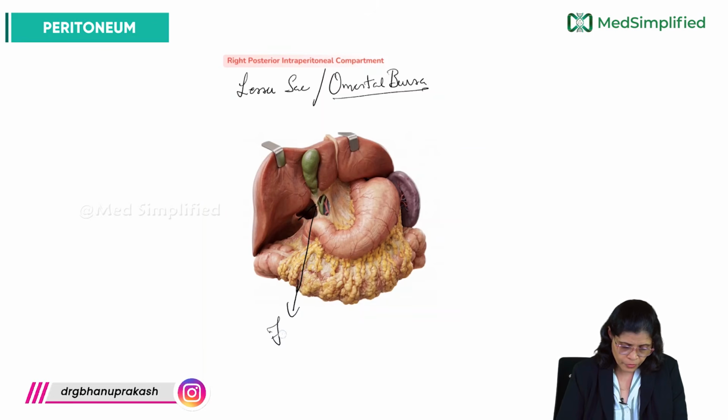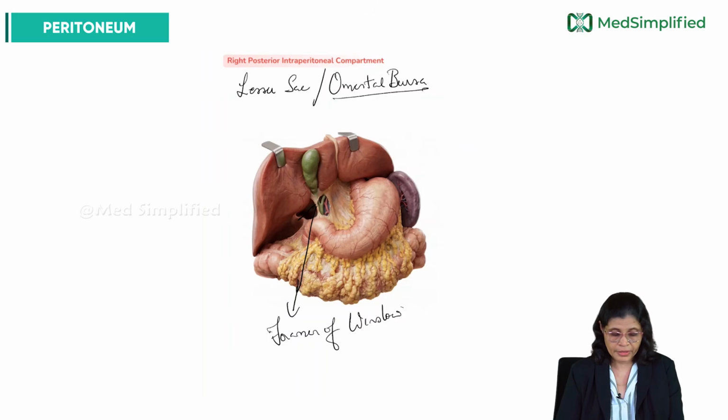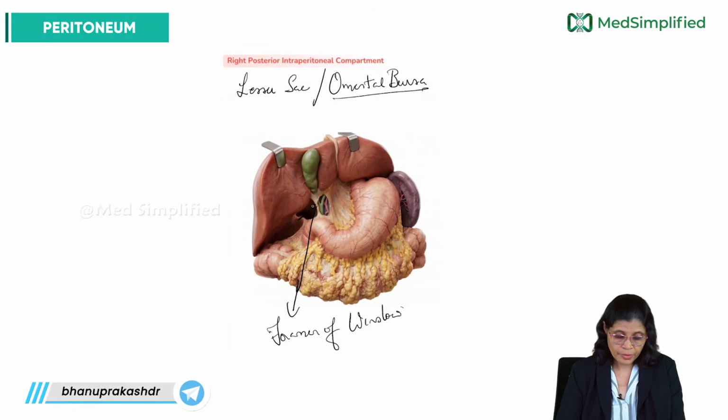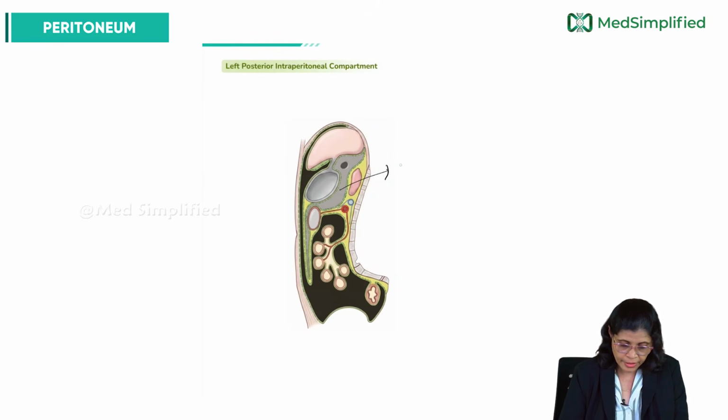Okay, or the foramen of Winslow. So this lesser sac is basically behind the stomach. What we are seeing here is the greater sac. So it will be communicating through this foramen with the greater sac, that is the lesser sac. So when we see the boundaries here, now this is our space, left posterior intraperitoneal compartment or lesser sac.